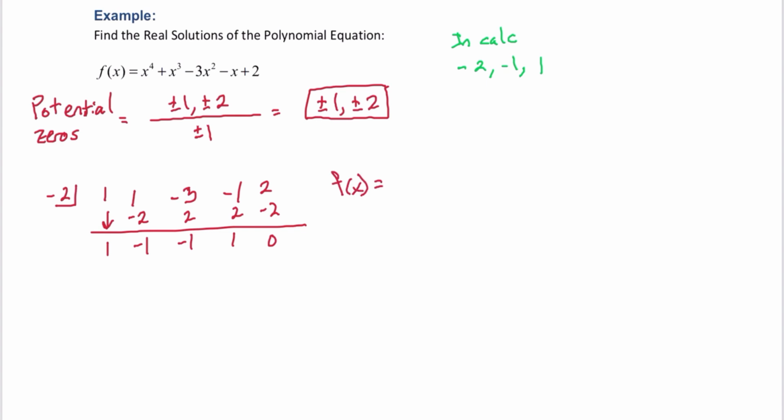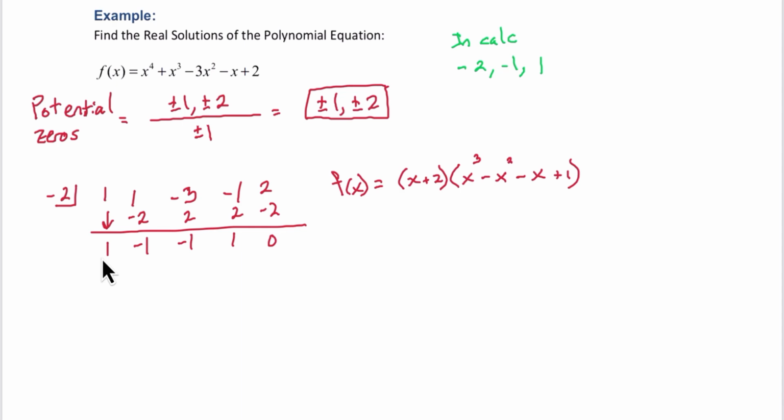So f, we can rewrite now. The 0 that we used is -2. The factor we divided by is x plus 2. Then the result is the quotient down here: x to the 3rd minus x squared minus x plus 1.